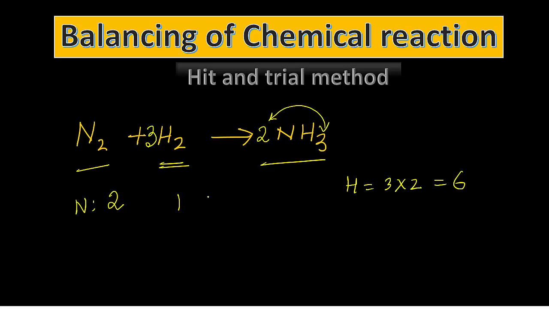Okay. So at last, what is the number of nitrogen atoms in the reactant side? 2. What is the number of nitrogen atoms in the product side? 2. What is the number of hydrogen atoms in the reactant side? That is 6. And what is the number of hydrogen atoms in the product side? This is also 6. The reaction is balanced.